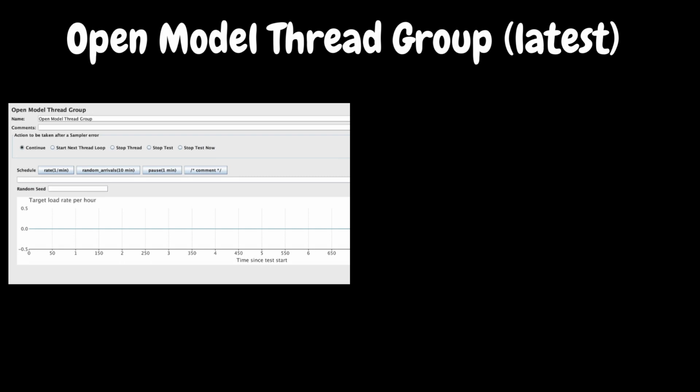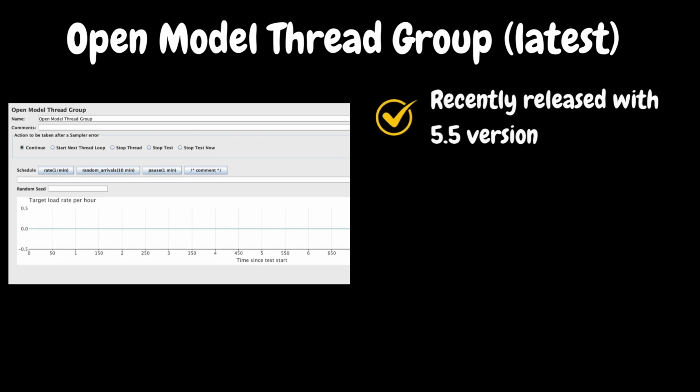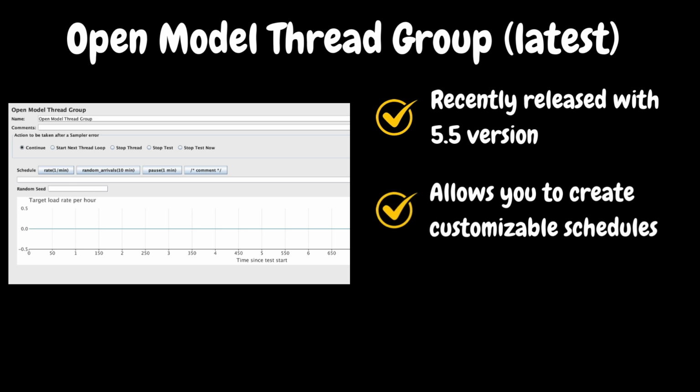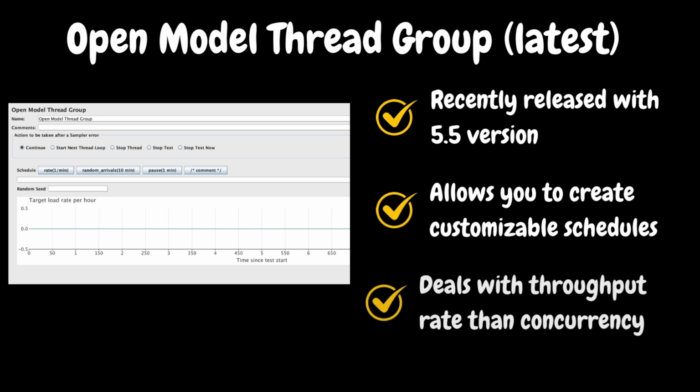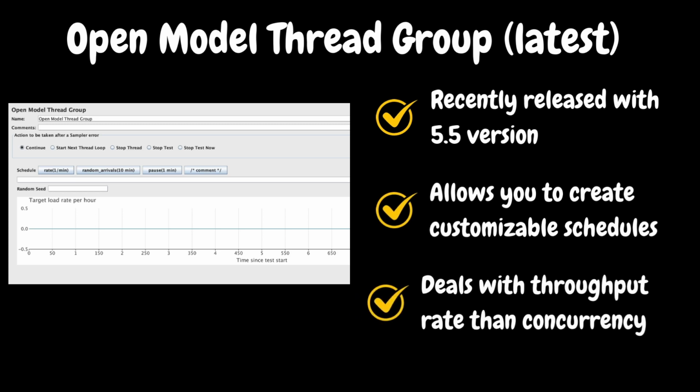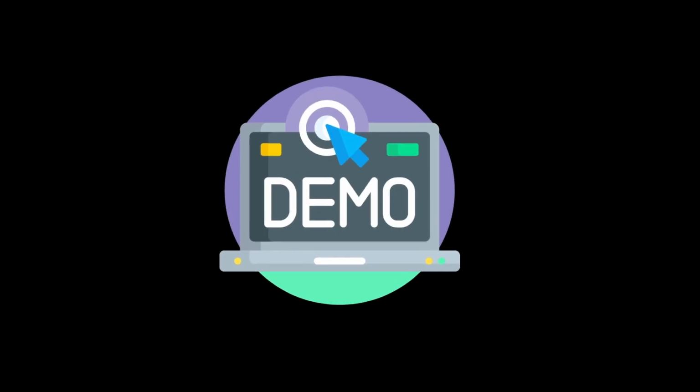Okay. The final one is open model thread group. This is recently released with the JMeter 5.5 version. This thread group allows to create customizable schedules. Like the arrival thread group, this also deals with the throughput rather than the concurrency. Based on the type of requirement and the need, we can choose the appropriate thread group.